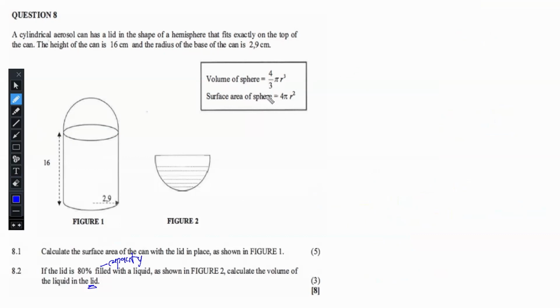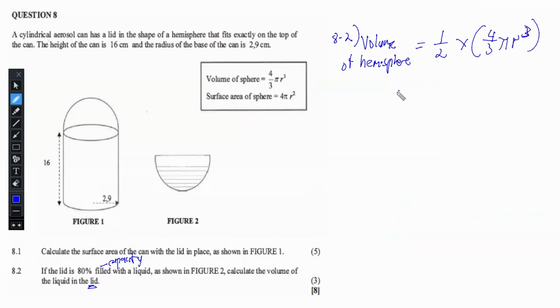We have the volume, 8.2. If we are to calculate the volume of hemisphere, we do understand that again here we are given the volume of a sphere. So obviously the volume of a hemisphere would have to be half of this. So it's simply 1/2 multiplied by the volume of the sphere. Then pi r cube. Then now let's calculate.